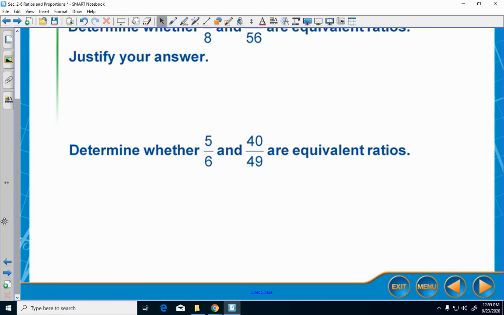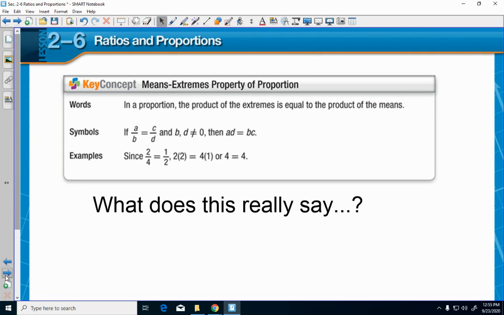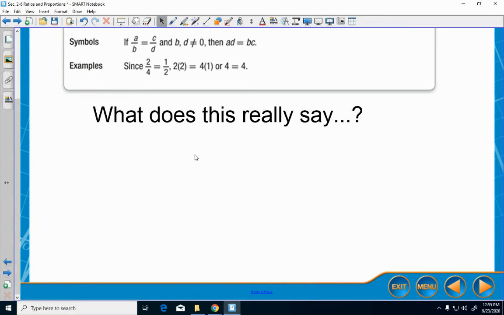Okay, so we're going to talk about one more method. I think you actually know this, just not by this goofy name. I would put money on it that you've never heard the phrase the means extremes property. Anybody? Okay, but I bet you do know this idea. Here's why. How many of you could solve this? How many of you know the answer to this?